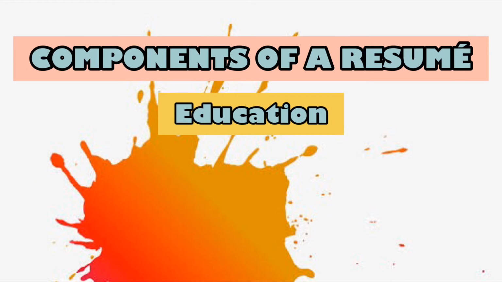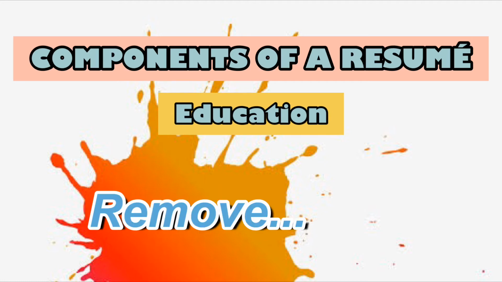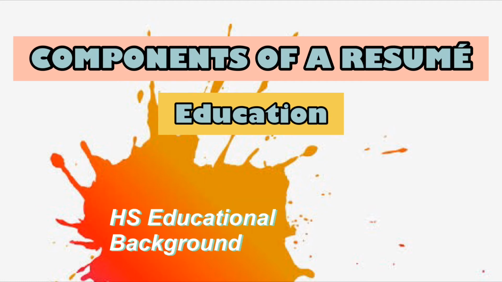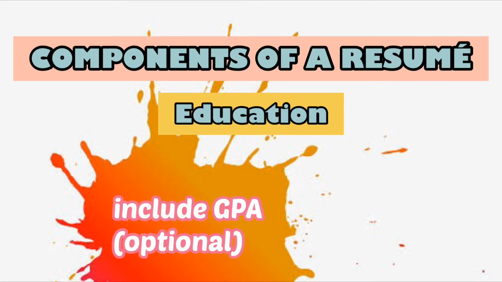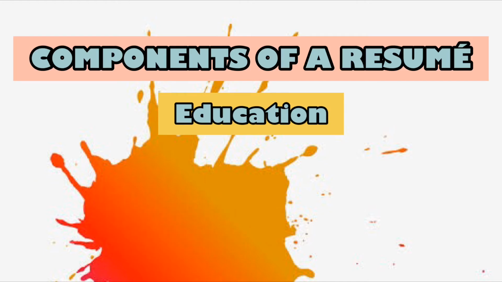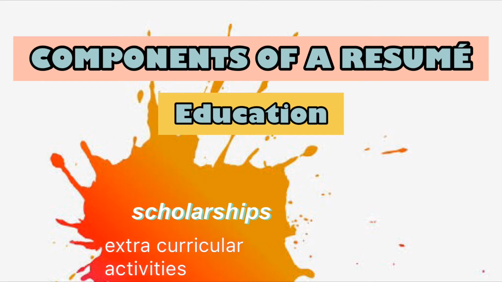For example, Master of Arts in Education, major in Communication Arts. So the specialization is Communication Arts. And under education, you should remove or omit the high school educational background after a year of graduating from college. Include your GPA if you want. Other schools have different formats in giving their grades, such as 1.75 and at least 3 is their passing. Last is to list the academic honors, scholarships, and extracurricular activities that you have.